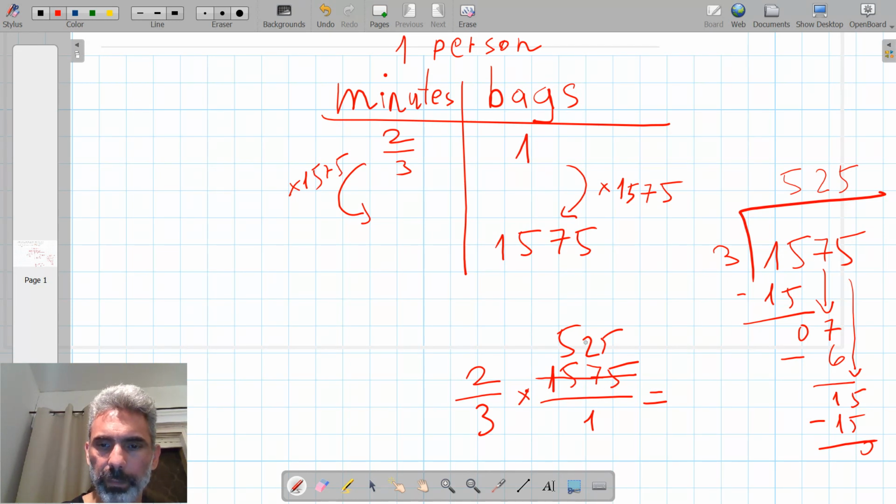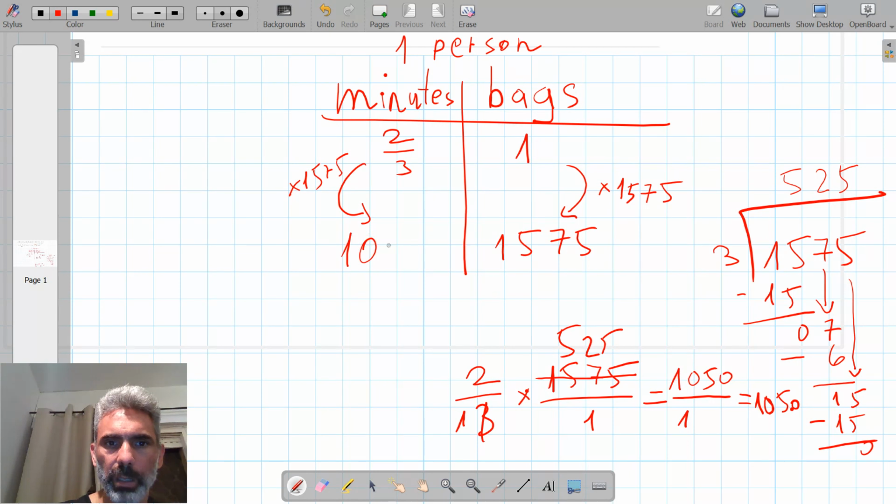1,575 divided by 3 is 525, and 3 divided by 3 is 1. So in the denominator I have 1, 1 times 1 is 1, and in the numerator I have 2 times 525, which is 1,050. Which means that the answer here is 1,050, and this is 2/3 times 1,575, which means that in minutes, if he wants to make 1,575 bags, it will take one person 1,050 minutes.